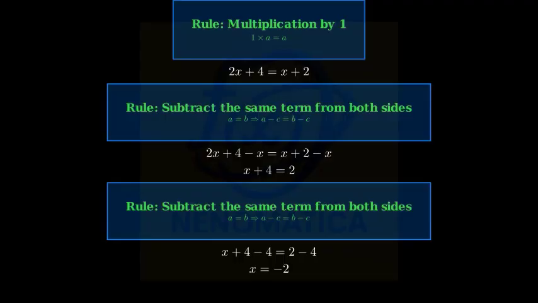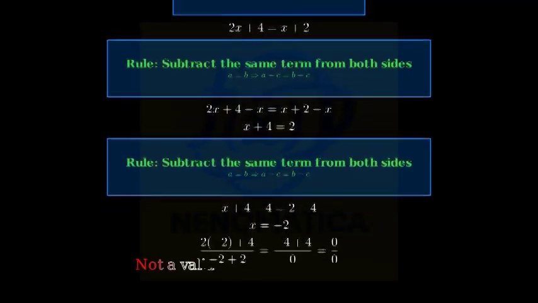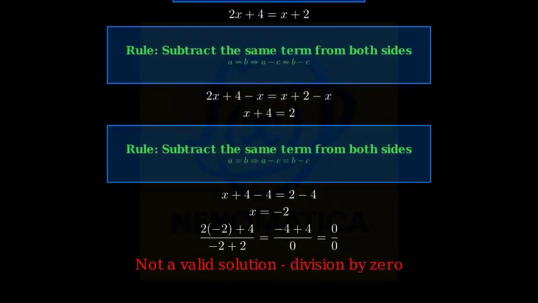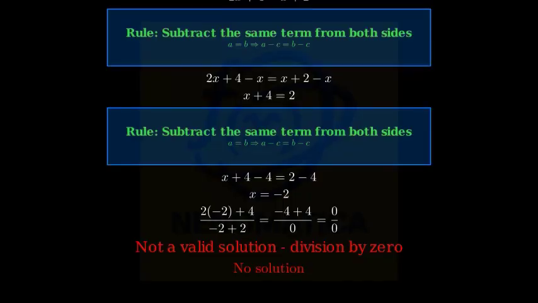Let's check if our solution, x equals negative 2, is valid. If we substitute this value back into the original equation, we get (2 times negative 2 plus 4) divided by (negative 2 plus 2). This gives negative 4 plus 4 divided by 0, which is undefined. So, x equals negative 2 is not a valid solution because it makes the denominator 0. Therefore, this equation has no solution, since x equals negative 2 makes the denominator 0, which leads to an undefined expression.